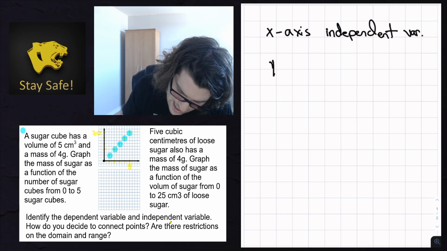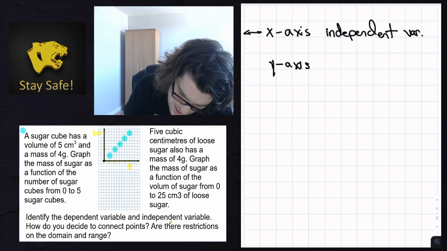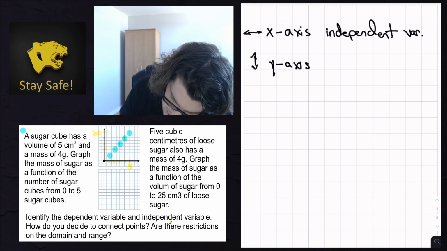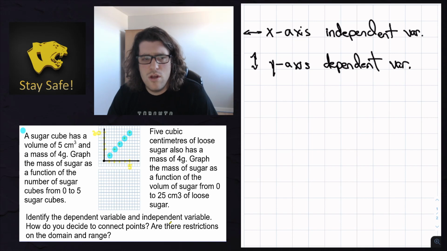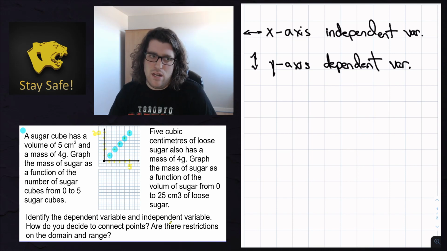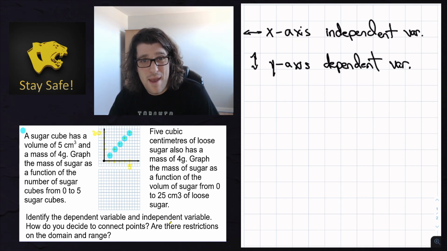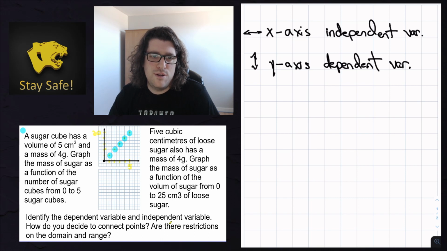And then the y-axis. My x-axis is my side to side, my y-axis is my up and down. We are going to select for that instead the dependent variable. So, does the mass of sugar depend on the number of cubes that you pick, or does the number of cubes that you pick depend on the mass of sugar that you have?